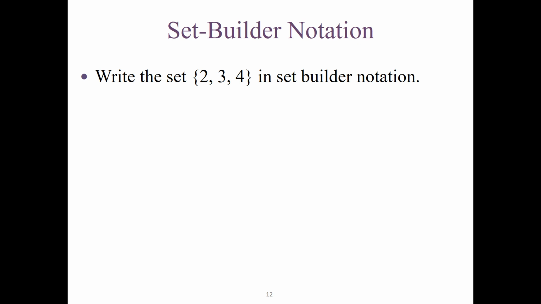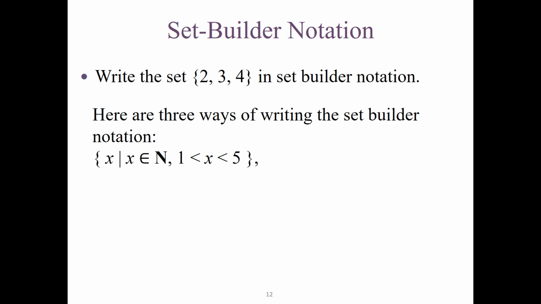Okay, let's look at the connection between set builder notation and the roster method. Because for the roster method, we mentioned you just list all elements in the set. So if we have the set {2, 3, 4}, can we write the roster method in set builder notation? Okay, so we have a lot of different ways to build the set builder notation. For example, we can write x belongs to the natural numbers, and 1 less than x less than 5. Once x is a natural number and the range is 1 smaller than x smaller than 5, then x must be 2, 3, 4.